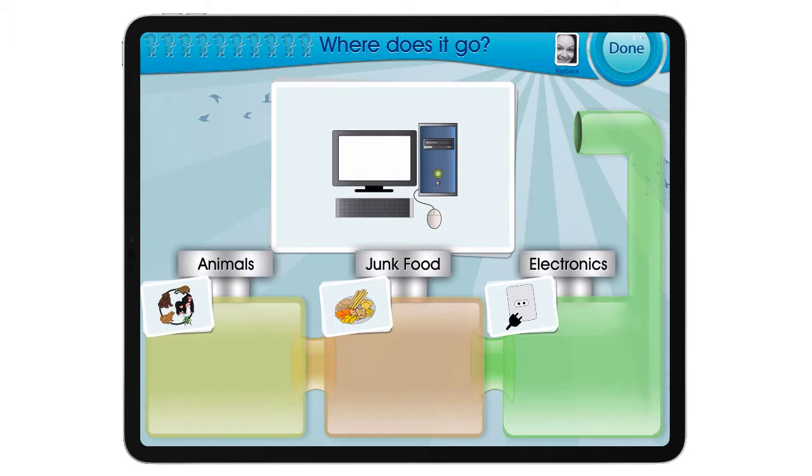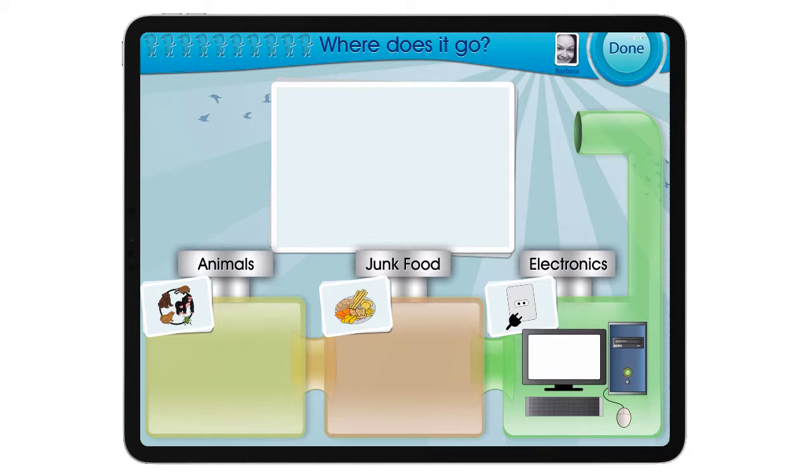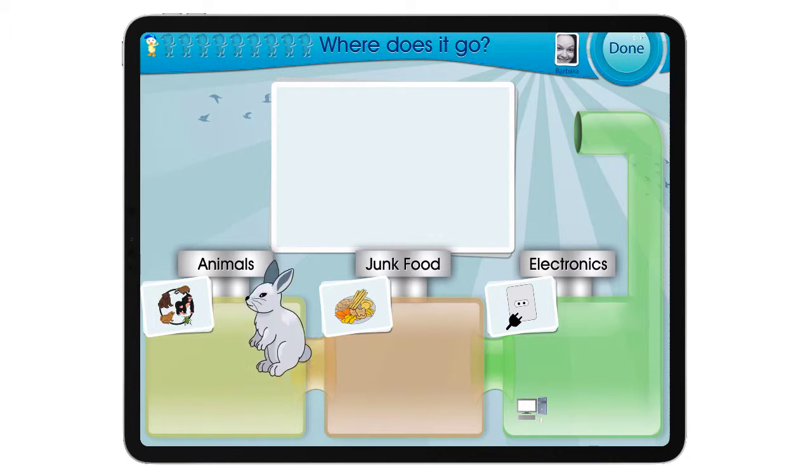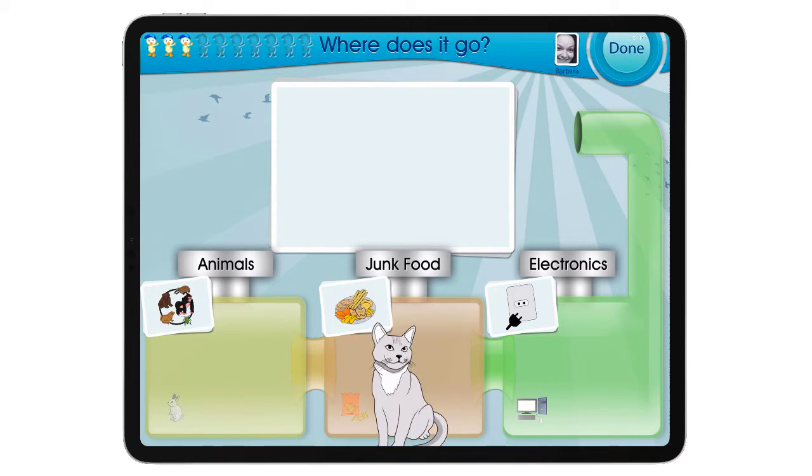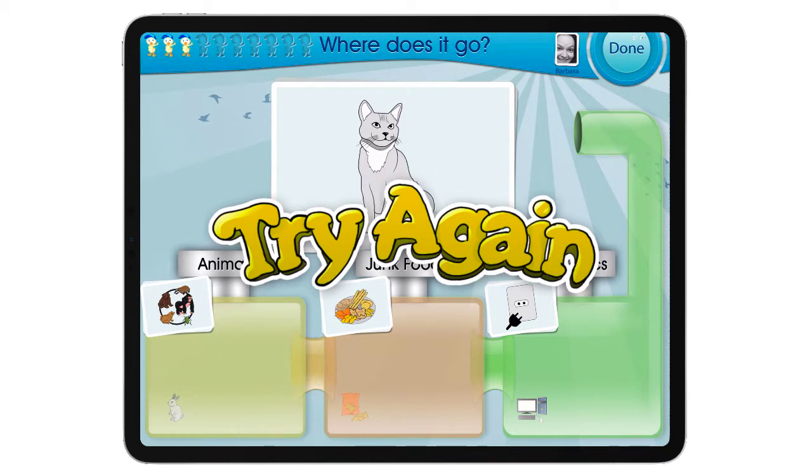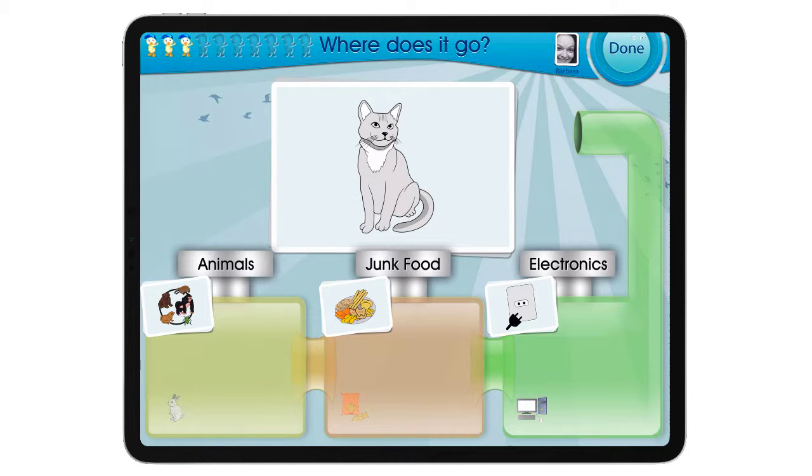Where does it go? Drag the image to the correct category. Here, the student is given an image of an item, and they have to drag it to where it goes. It's harder because they don't have the other images to compare it to. They have to see that image and try to see where it goes. I'm going to now put this one in the wrong category. Try again. So you see it did spit it back out.